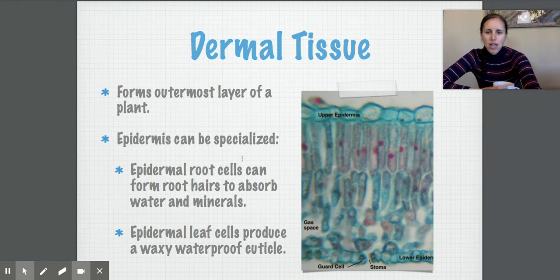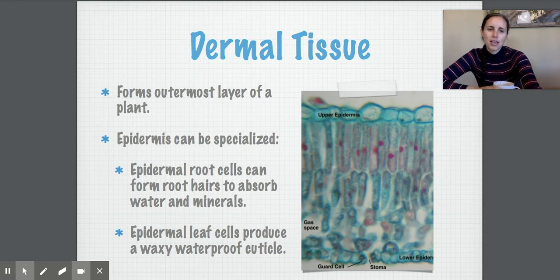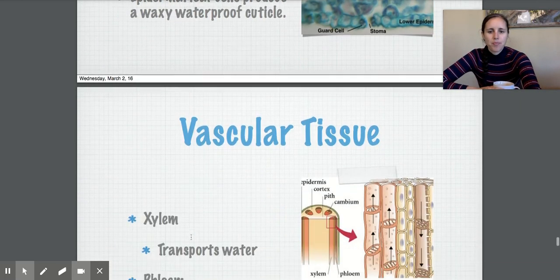It can be specialized. Epidermal root cells can form root hairs to absorb water and minerals, so they're going to look different in the root, whereas epidermal leaf cells produce a waxy, waterproof cuticle. This is to protect the leaf and to keep water in because you want to use water for photosynthesis. So oftentimes you might have seen a waxy covering on a leaf. This is the dermal tissue acting to protect the leaf and to keep water in.